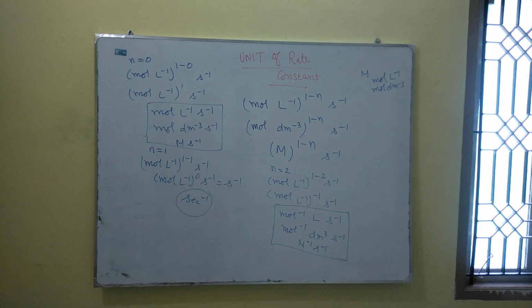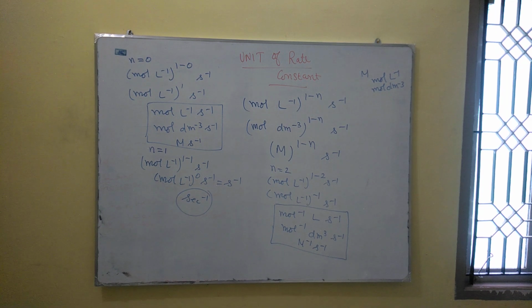So this is the theoretical concept behind the unit of rate constant. We have the simple formula mole per liter power 1 minus n per second. The liter may be depicted as a decimeter cube, or simply mole per liter you can put as capital M. So you have the general relation. You put the value of n here, and you will know which order has which type of unit. Many problems are asked regarding this. They will give you a rate constant with the unit and ask what is the order of the reaction. We will discuss the problems one by one.